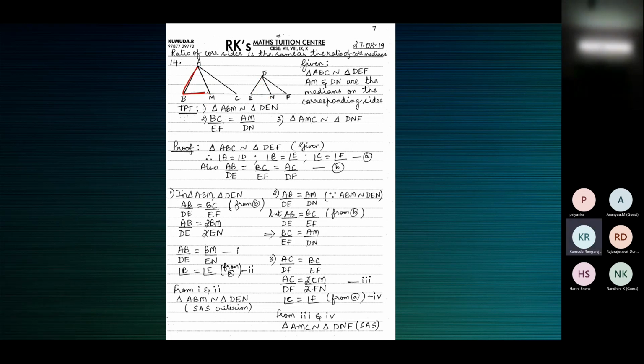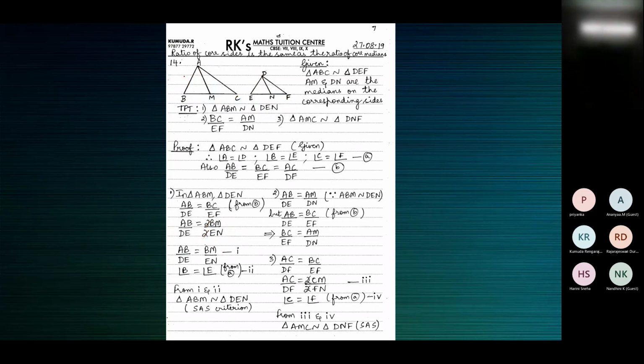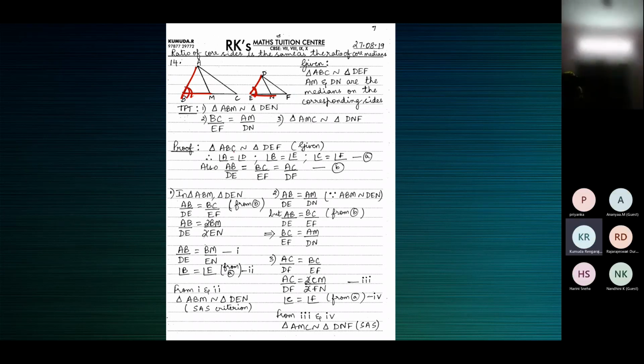We have to first show that this triangle is similar to this triangle. For that, we know AB by DE is equal to BC by EF. And BC can be written as 2 times BM, and EF can be written as 2 times EN. So 2 gets cancelled. So we have this ratio AB by DE is equal to BM by EN. And this angle is equal to this angle because already ABC is similar to DEF, so the corresponding angles are equal. Angle B is equal to angle E. So from 1 and 2, this triangle is similar to this triangle by SAS rule.